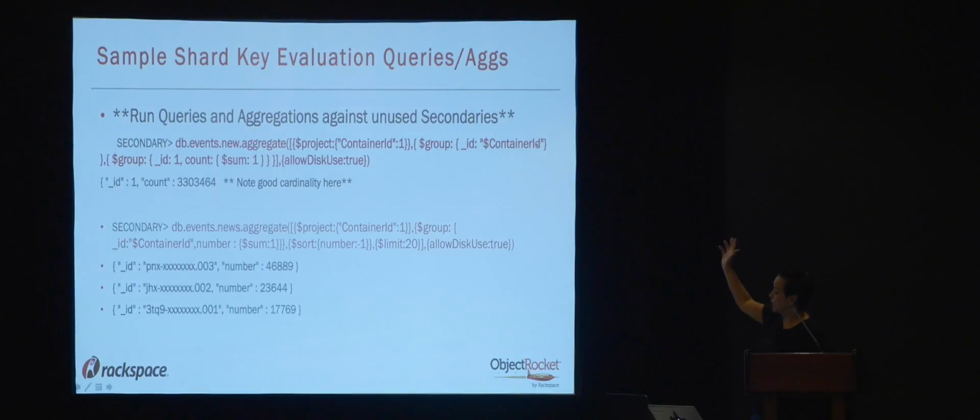Here's an example of some old queries to run against your secondaries. Just some aggregation queries. So there you get a good cardinality. You see a pretty high number there for that particular export ID field. Here's another one. Again, just some real basic examples that you're looking at. And one more example. You're going to check for nulls to be distinct.